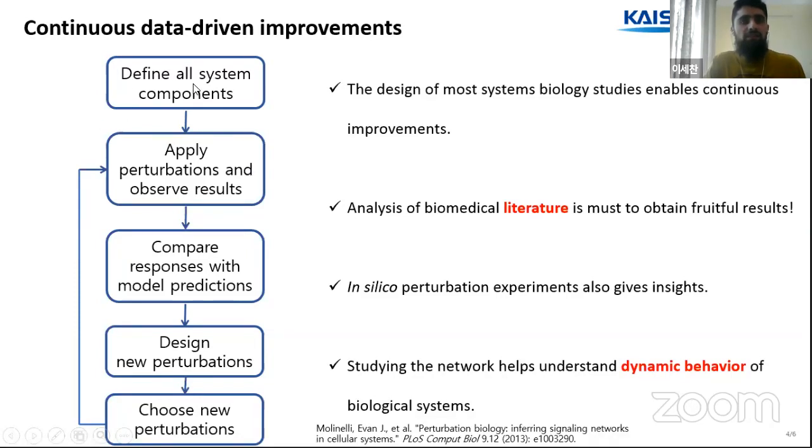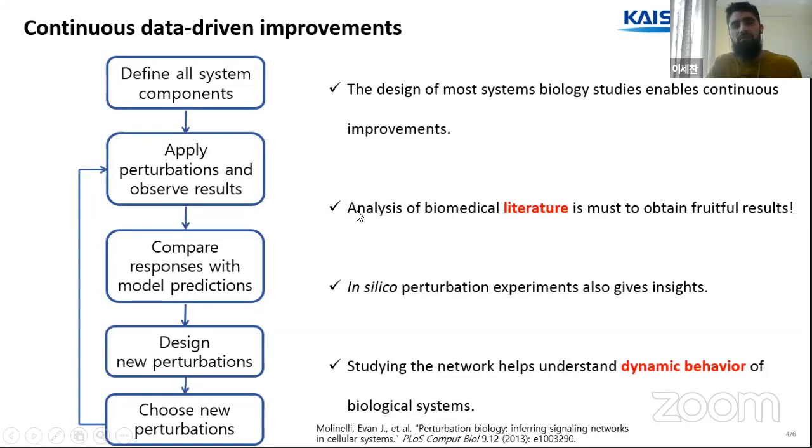First of all, the systems biology components are defined, and then the scientists apply perturbations, that is either simulations, or we can check the effect of drugs. After that we observe the results and compare the responses with the model predictions, and based on these responses and the results we obtain, new perturbations or simulations are designed and chosen, and then the process is repeated again and again until we get our desired results.